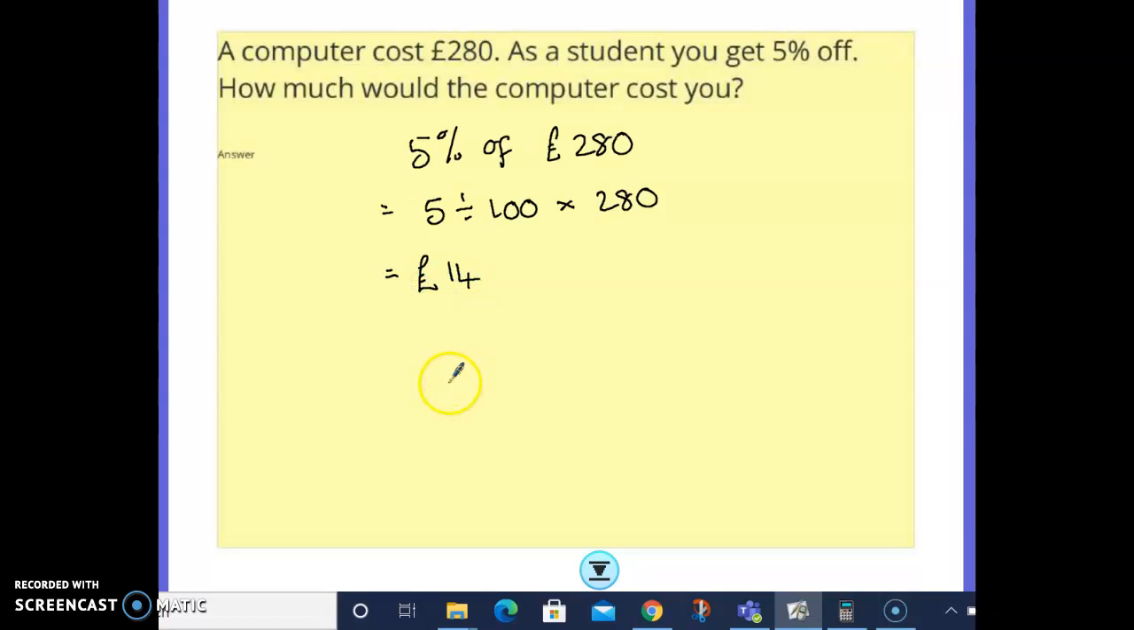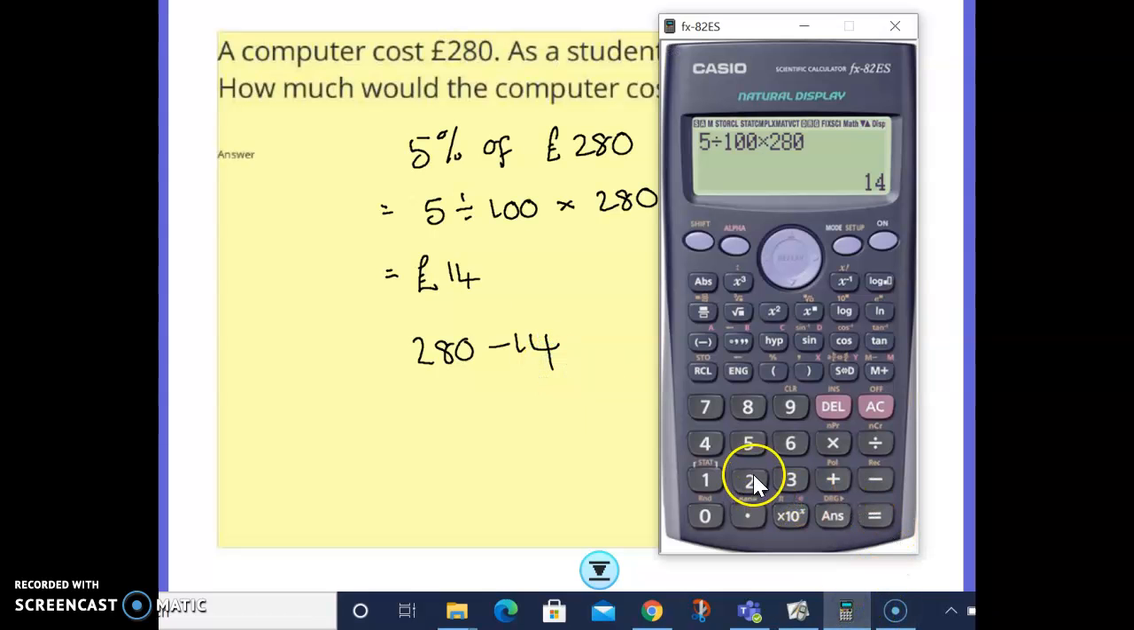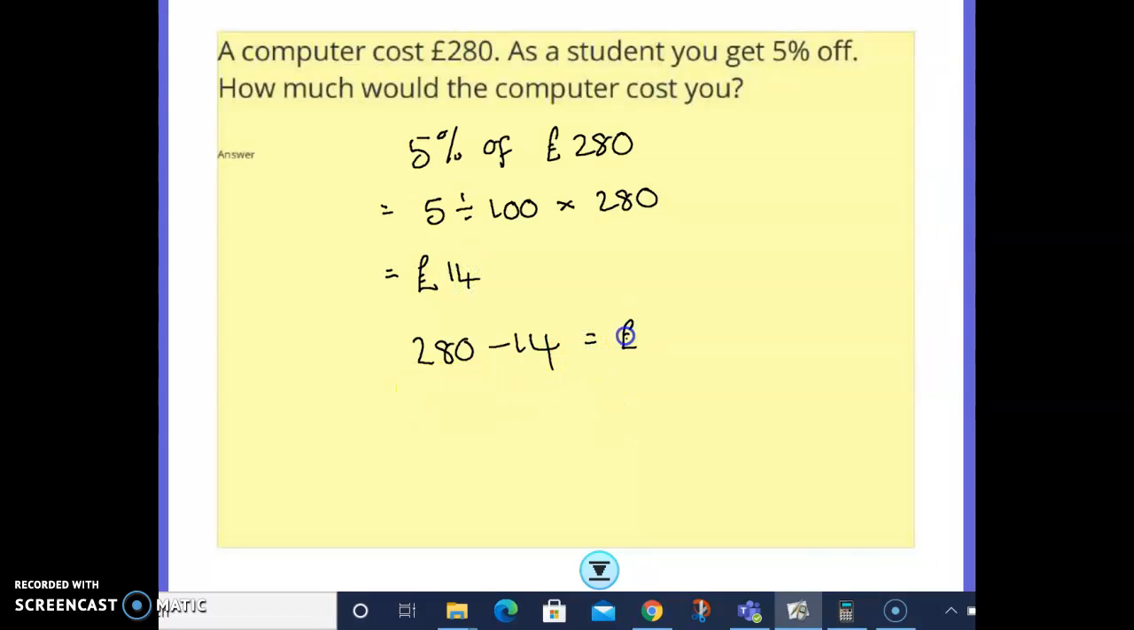That doesn't mean the computer now costs us £14, that means we save £14. Instead of adding it on this time then, we need to take it away. So we'll do our 280, take away the 14, and we get £266.